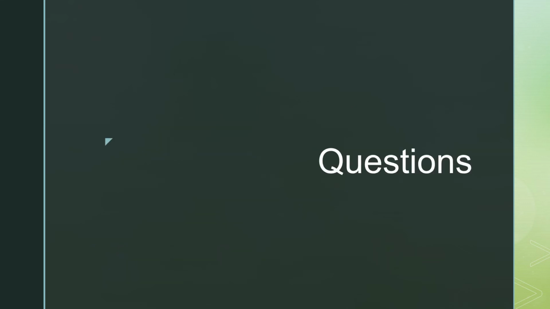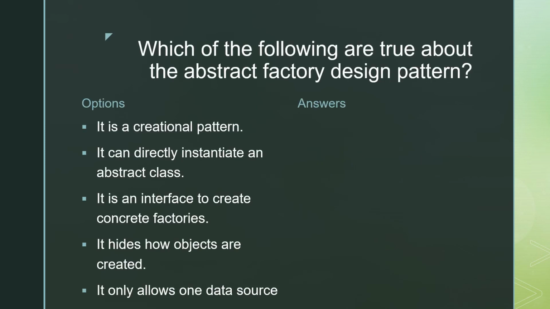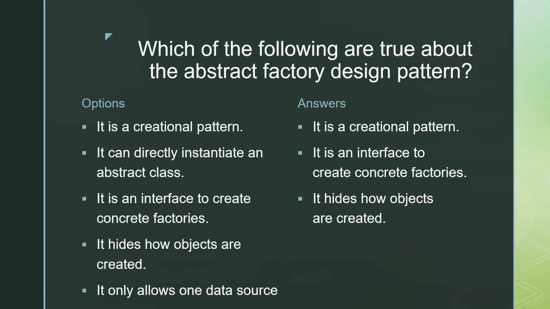So, how well do you remember what was talked about? I have three questions to share with you and the answers. Which of the following are true about the abstract factory design pattern? Our options are: it is a creational pattern, it can directly instantiate an abstract class, it is an interface to create concrete factories, it hides how objects are created, and it only allows one data source. The answers are: it's a creational pattern, it is an interface to create concrete factories, and it hides how objects are created.